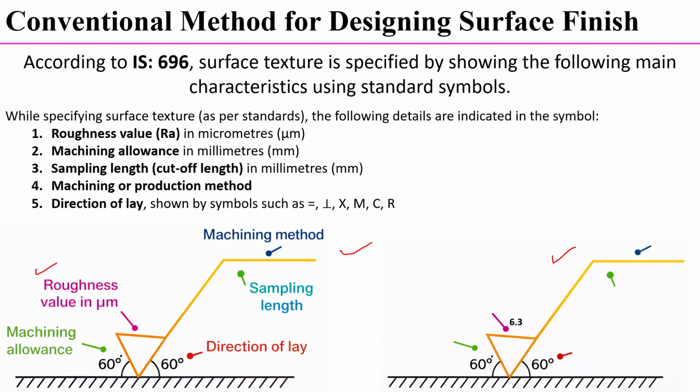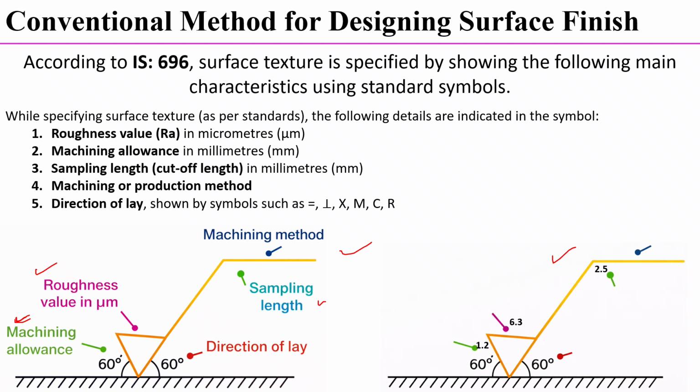Next one is the machining allowance, in millimeters. In the symbol, we represent the machining allowance at the side of this triangle. So here 1.2 is the machining allowance. The third one is the sampling length. Just below this square root symbol we represent the sample length. So here 2.5 is the sample length.